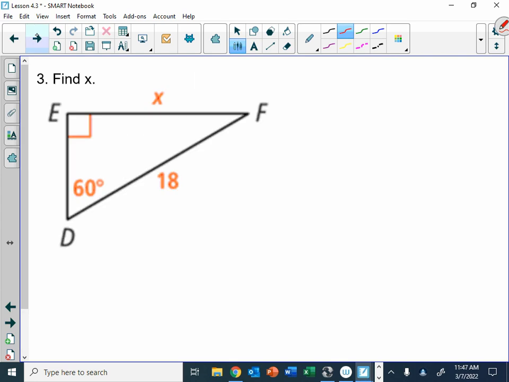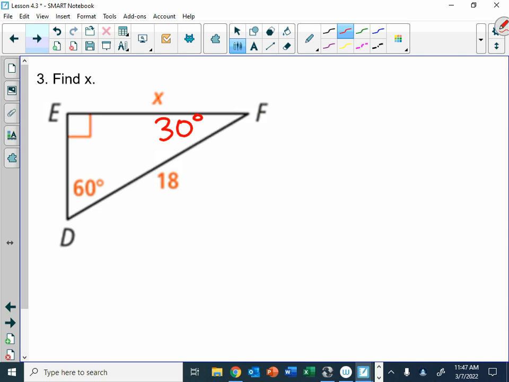Alright, I'm given that this side is 18. This is a 30, 60, 90 triangle. Sometimes it'll only tell you 60 and 90, which obviously means that this other angle has got to be 30. You can write that in if you want to, you don't have to. Just know it's not 45, 45, 90.